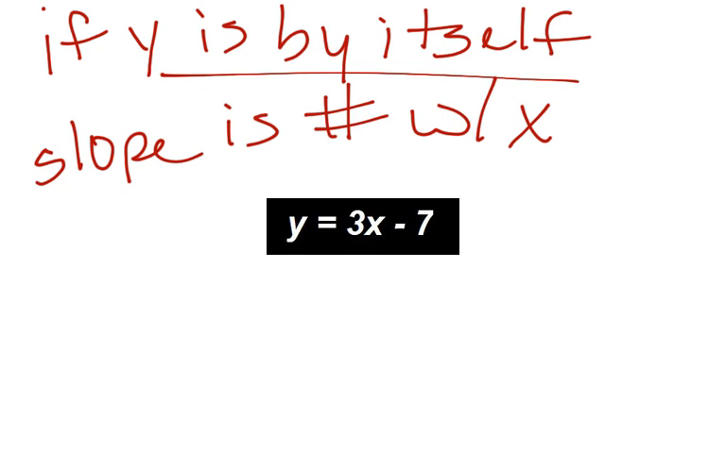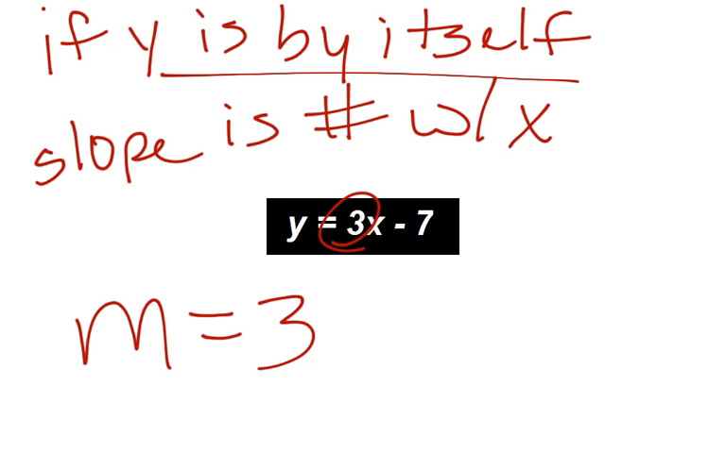By the way, I don't think I've mentioned, we represent slope with the letter m. So m equals means the slope is, the number with x is that 3. So your slope is 3. All there is to it.